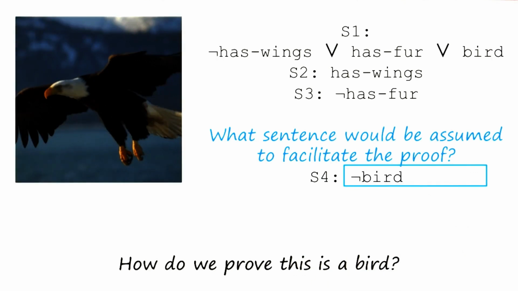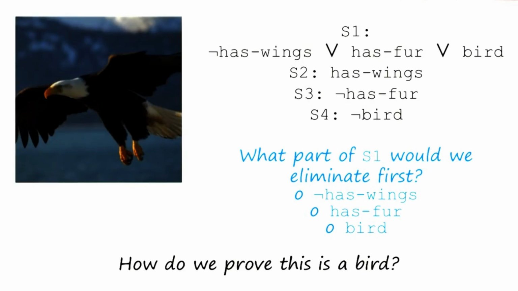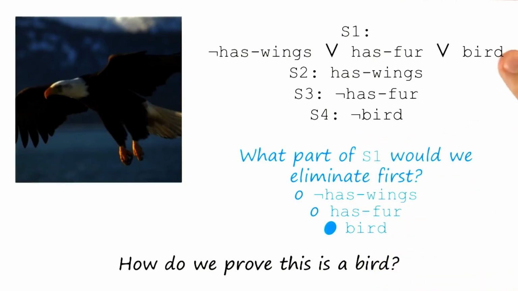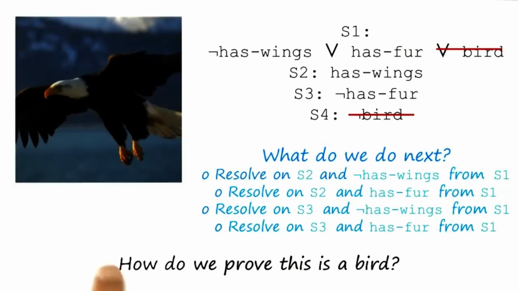So in resolution theorem proving, we always assume the opposite of what we're trying to prove. We're doing proof by refutation. So we're trying to prove that it is a bird, so we're going to assume it's not a bird. That's right. Continuing further, what part of S1 would we eliminate first? What do you think, David? So in resolution theorem proving, we start with whatever it is we assumed and look for the negation of that in an earlier sentence. Here we find not bird and bird in S1. So we're going to resolve on not bird and bird and leave both of those out. That's good. So what shall we do next?